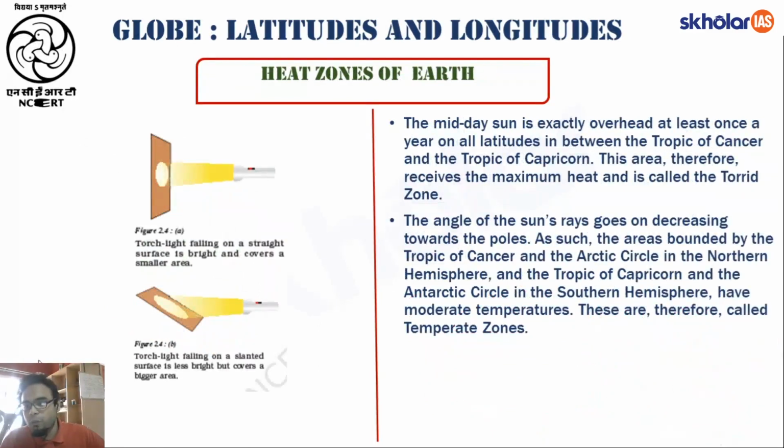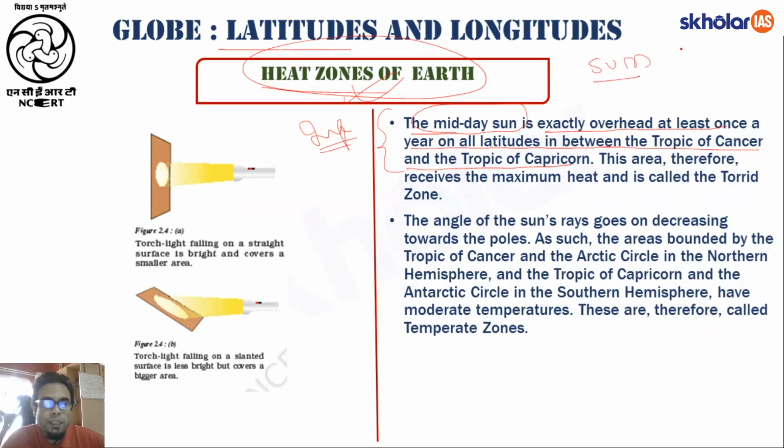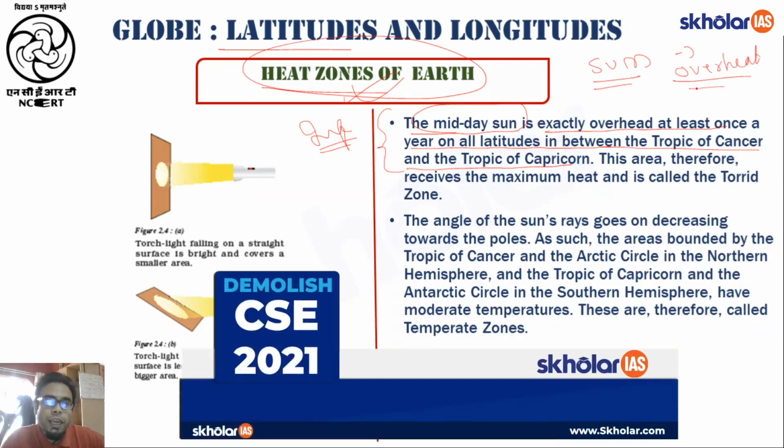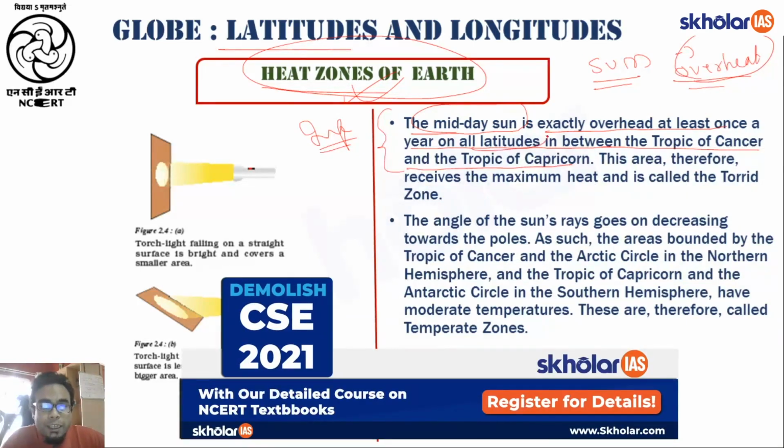Now there is a concept which is associated with the latitudes, which is called the heat zones of the earth, right? Now what are these heat zones? Let us understand. The midday sun is exactly overhead at least once a year on all the latitudes between the Tropic of Cancer and the Tropic of Capricorn. Very, very important point. What is it saying? The sun will be overhead at all the latitudes which are present between the Tropic of Cancer and the Tropic of Capricorn.